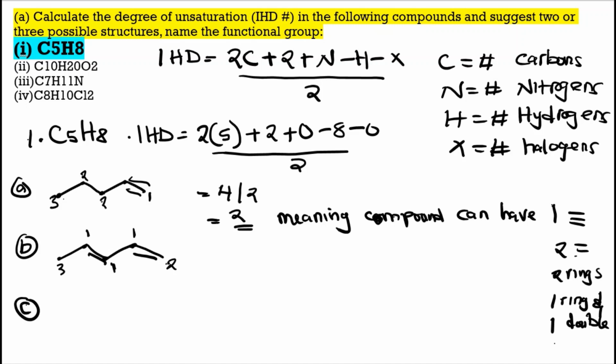So this is 5 carbons. We can draw it in a ring. So our ring can be like this. Okay, so this can be our ring. So it has 5. Okay, so this is our ring. And then we put 1 double bond in this ring.